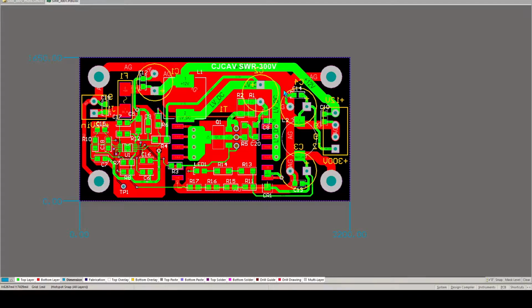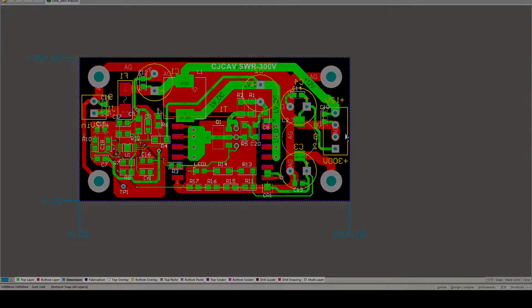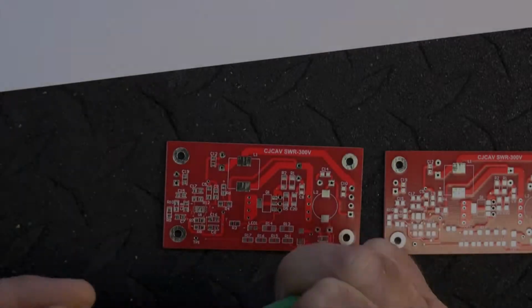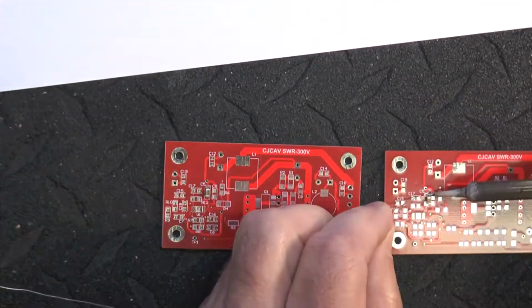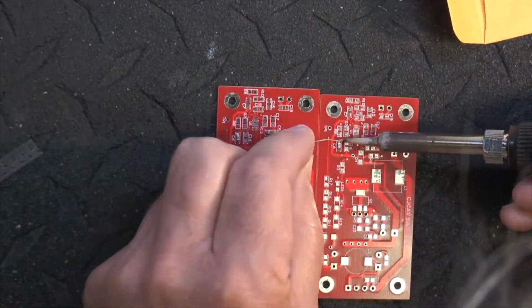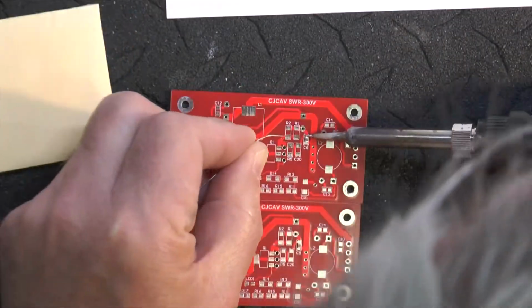So this is the board. I'm going to go have boards made now, and then we'll see if we can't get this up and running. Okay, I've got boards in now, and I'm going to start mounting the parts. I'm going to do it kind of in a hurry here.